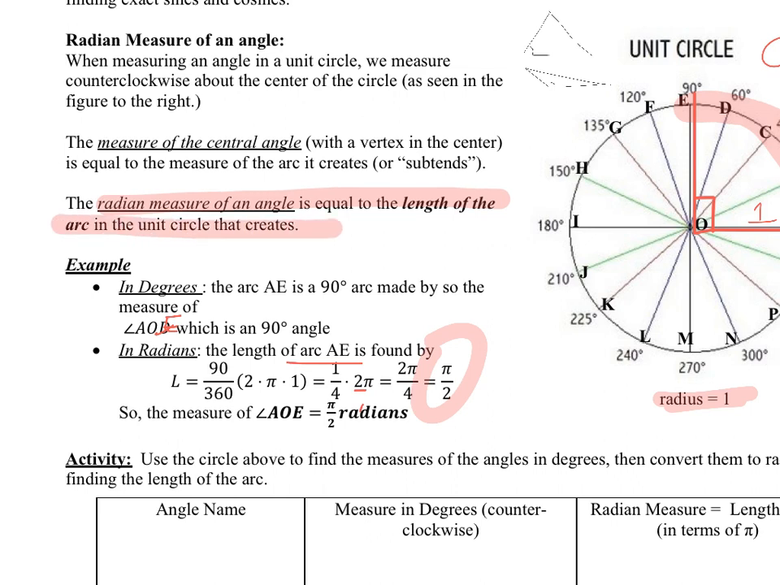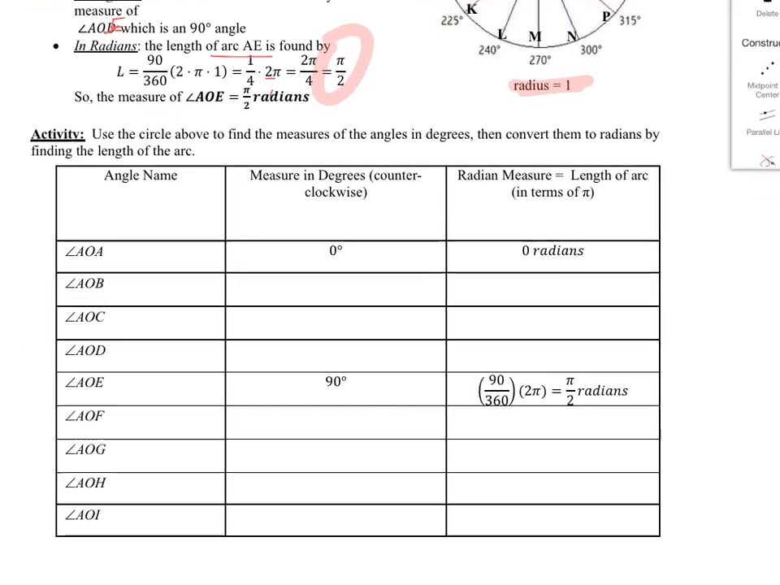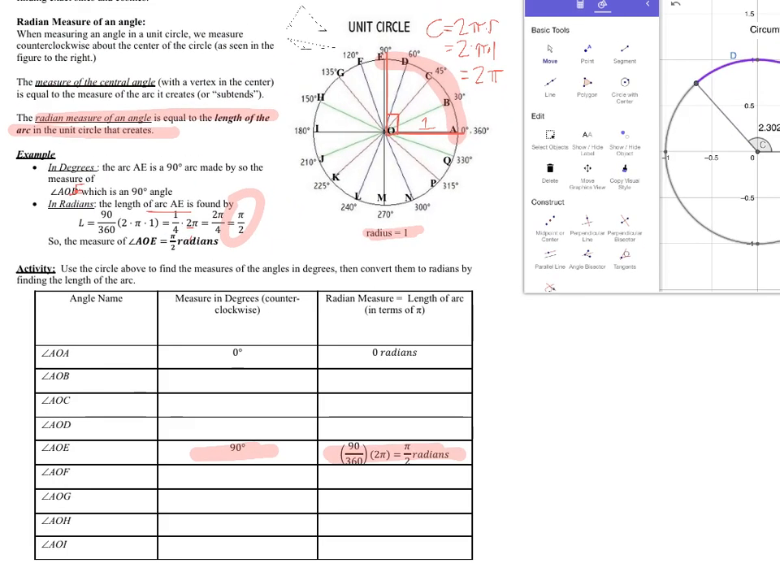So the length of the arc that is cut off by the angle is the measure. So you can see here I put that one in there. AOE, which was 90 degrees, is pi over 2. Now, one last thing here before we cut you loose on this activity.